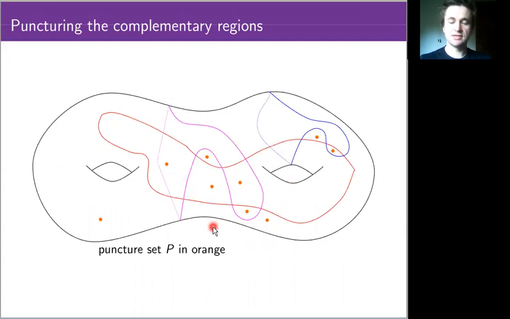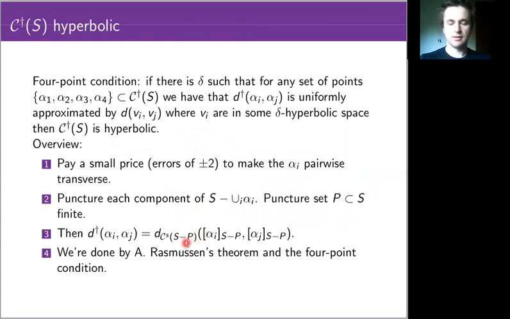Now the next step is to consider these curves as isotopy classes on the punctured surface. This gives us vertices in the surviving curve graph of S minus P. And it turns out that the distances between the alpha i and alpha j are now precisely the distances in C dagger. And that's great. And now if we just assume that for a moment, then we're done by Alexander Rasmussen's theorem and the 4-point condition.